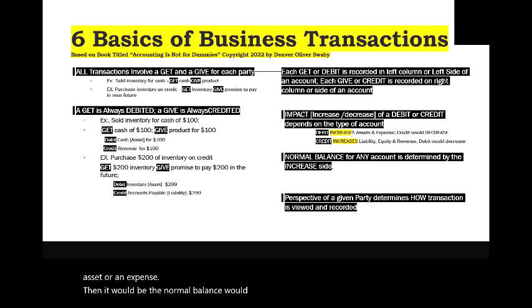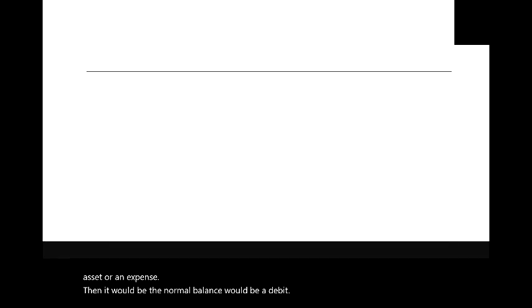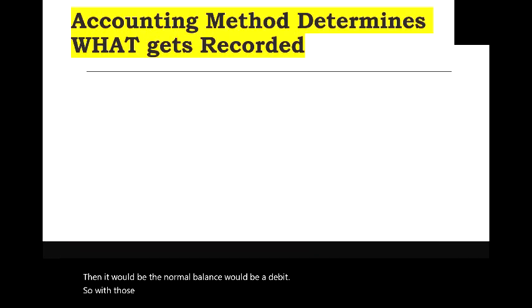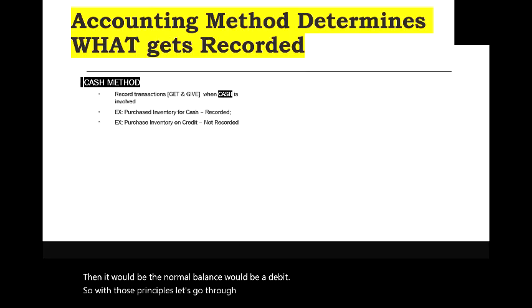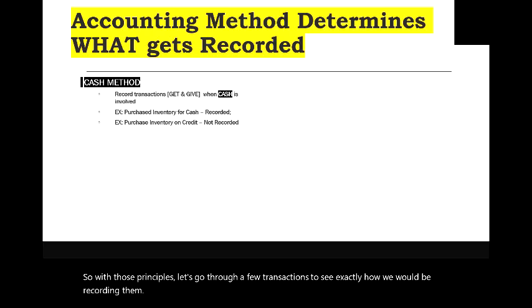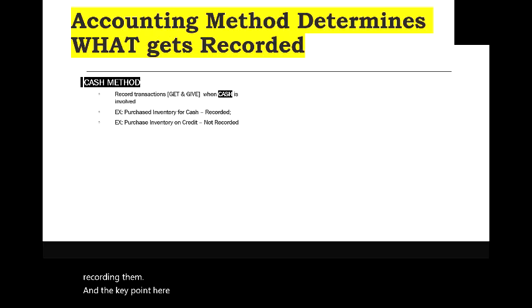And if you are getting something of value, asset or an expense, then the normal balance would be a debit. So with those principles, let's go through a few transactions to see exactly how we would be recording them. And the key point here is that how you record a particular transaction is dependent on the perspective.